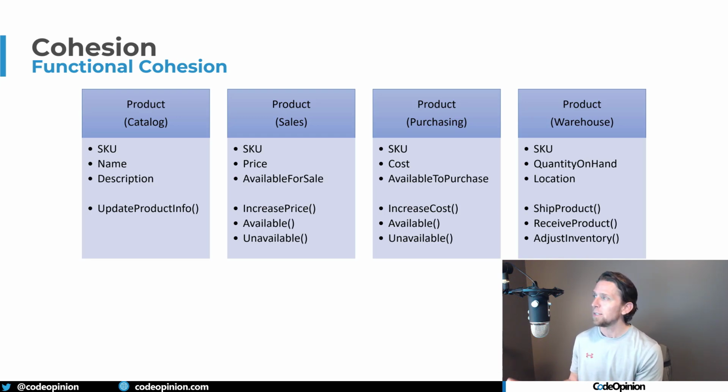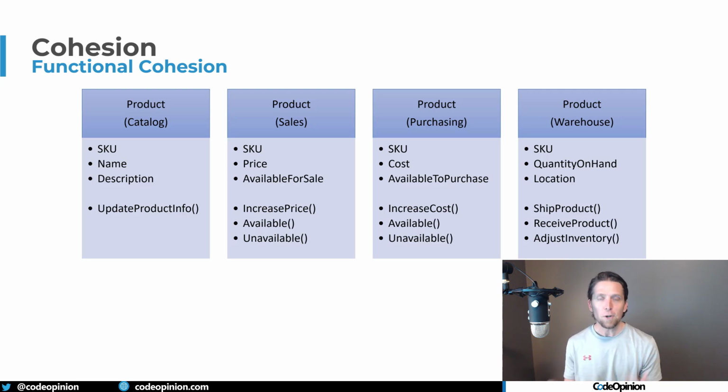So maybe you have the concept of a product that lives in the catalog and it's the one that originally owns the SKU. And then the sales service has that same concept of a product with that same SKU, but it manages the price, whether it's available for sale, it can increase the price, et cetera. And the warehouse, again, it has that SKU, but it cares about different things.